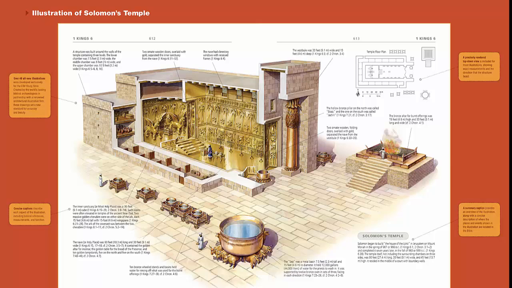And he built the inner courtyard of 3 courses of dressed stone, and 1 course of trimmed cedar beams. The foundation of the temple of the Lord was laid in the 4th year in the month of Ziv. In the 11th year in the month of Bul, the 8th month, the temple was finished in all its details according to its specifications. He had spent 7 years building it.